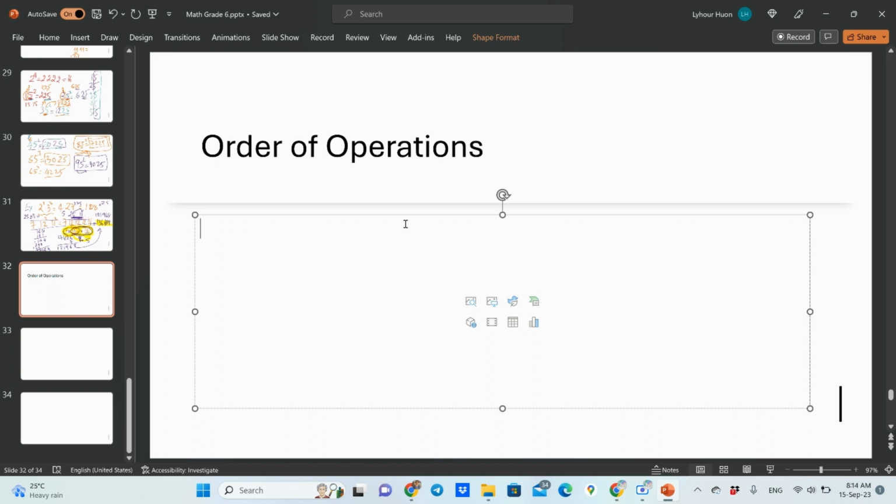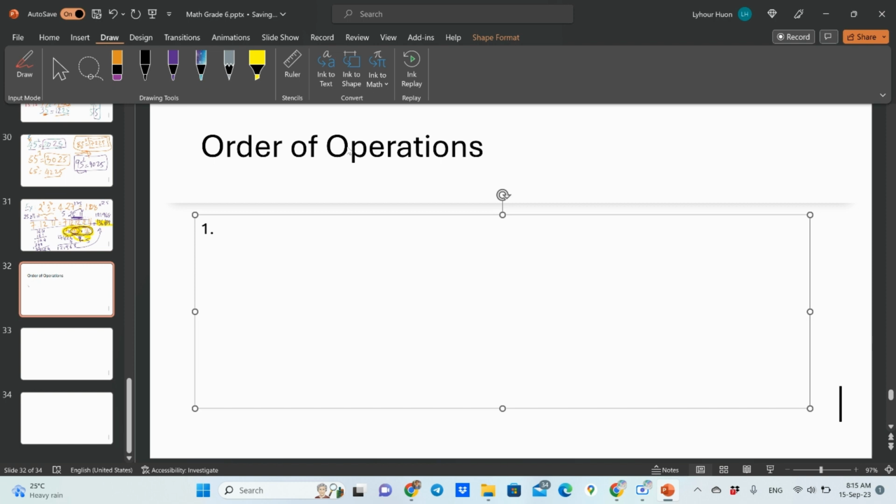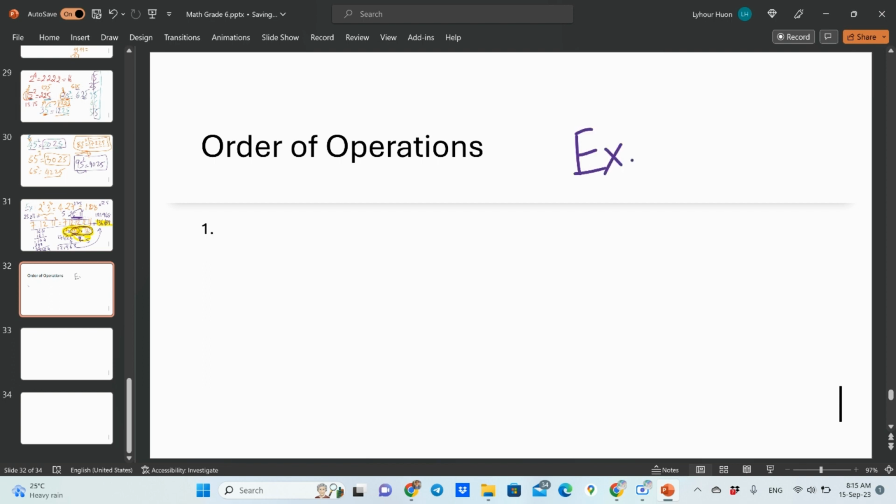So I will write the steps of operations first. What is our first operation if we have a mix of addition, subtraction, and so on? For example, we have an operation to compute, like 4 plus 3 plus 5 plus 2 squared times 3, something like this. What do we need to do first?